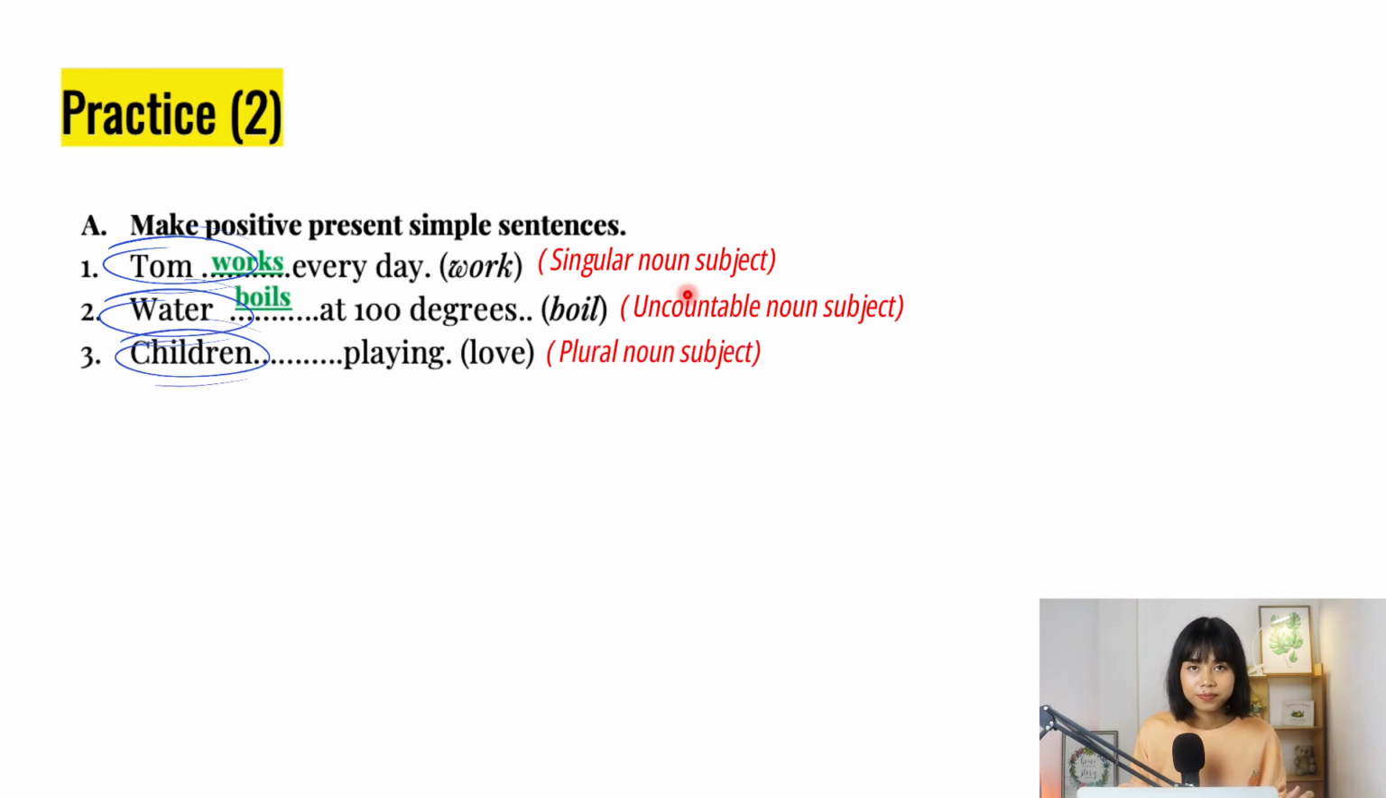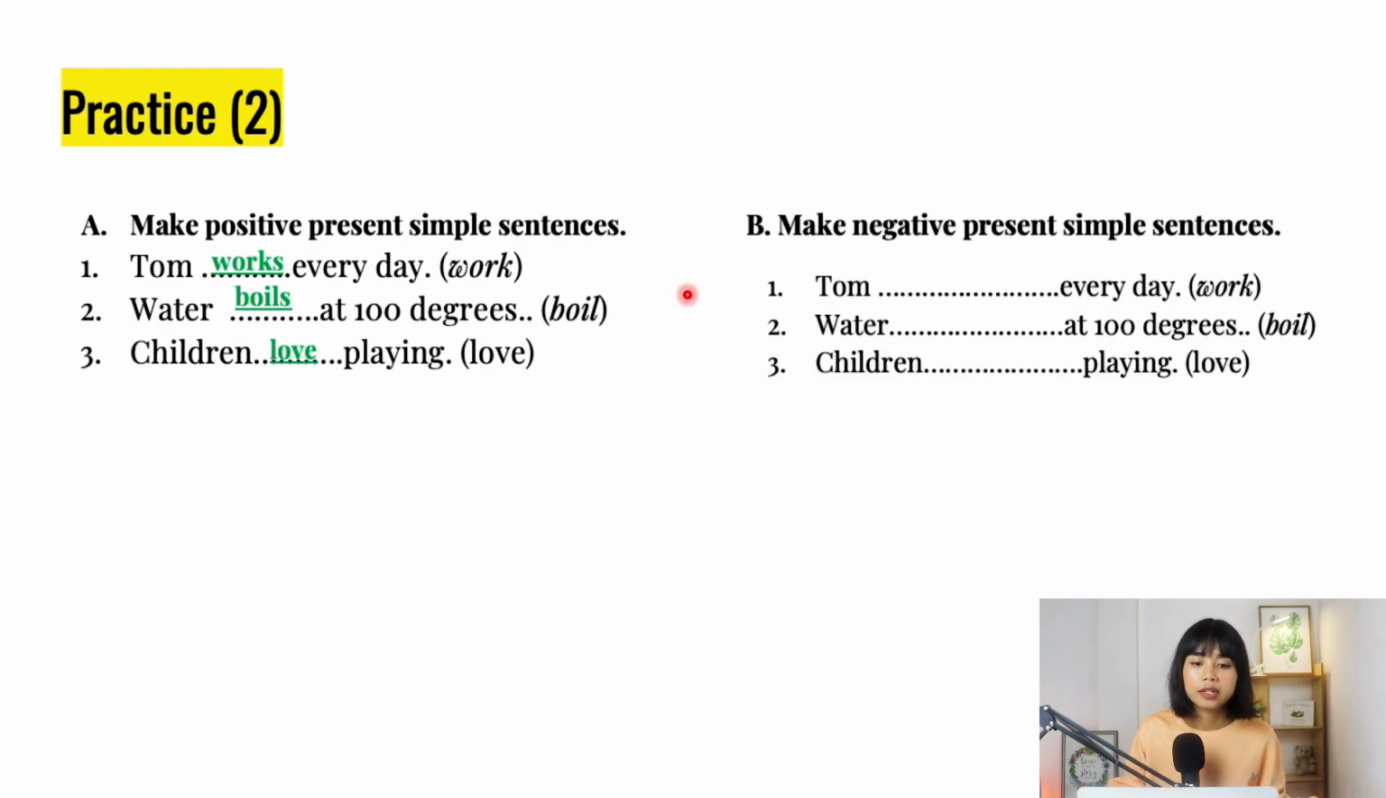Lastly, children. Yes, it is a plural noun, so we use the same forms as when the subject is I, you, we, or they. Here is the complete sentence. Children love playing. Alright, now let's try to write the negative sentences. Okay, since you already learned how to write the positive sentence, it's easier for you to write the negative one. Here we go.